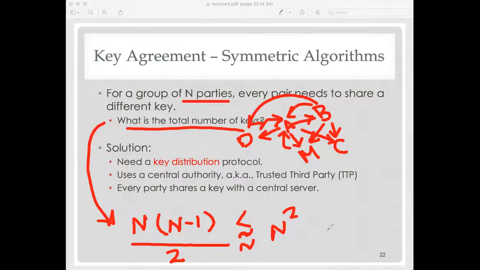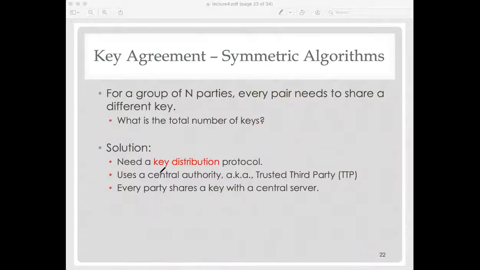So if you have 1,000 users, you need roughly 1,000,000 keys in the system, which is a huge number of keys, and it's not practical. So then we need something called a key distribution protocol, where we have a trusted third party. Imagine you have a server, imagine in the university, right?